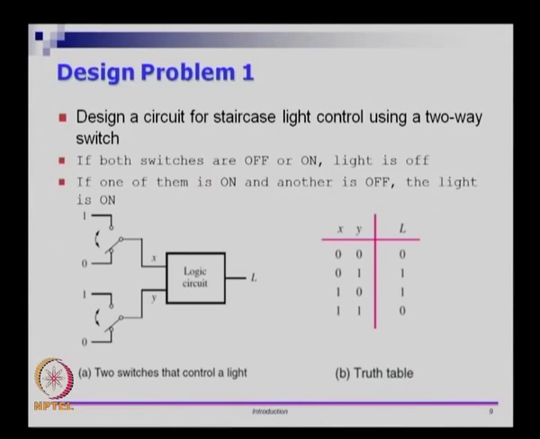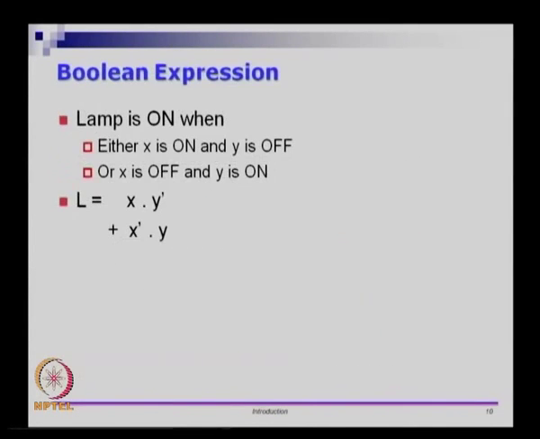Let us say I want to realize a circuit which does that. So I have a truth table, but this does not give you a circuit, so I want to be able to get a circuit which does that. The first thing I want to do is write a Boolean expression for this. So let us see how to write a Boolean expression for something like this.